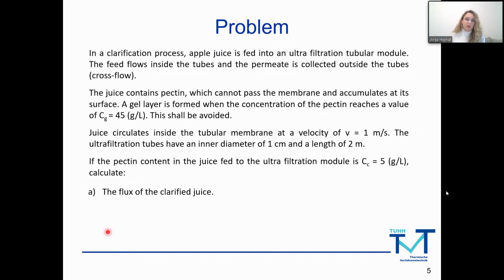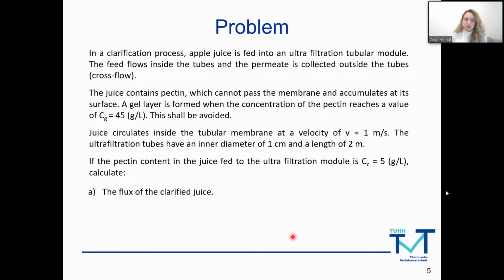All right, so in our task, what we have is an apple juice that we feed into an ultrafiltration tubular module. We have a feed that is flowing inside our tubes. So we have an inside-out operation, and then we collect the permeate outside the tubes. This apple juice contains pectin, which is our compound that we are retaining, and it is accumulating at the surface, and this causes the formation of a gel layer when the pectin concentration reaches 45 grams per liter, which we want to avoid.